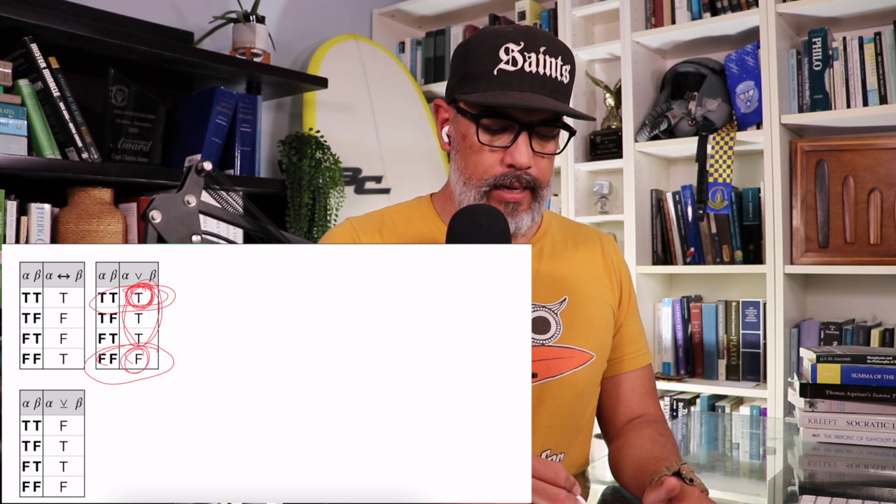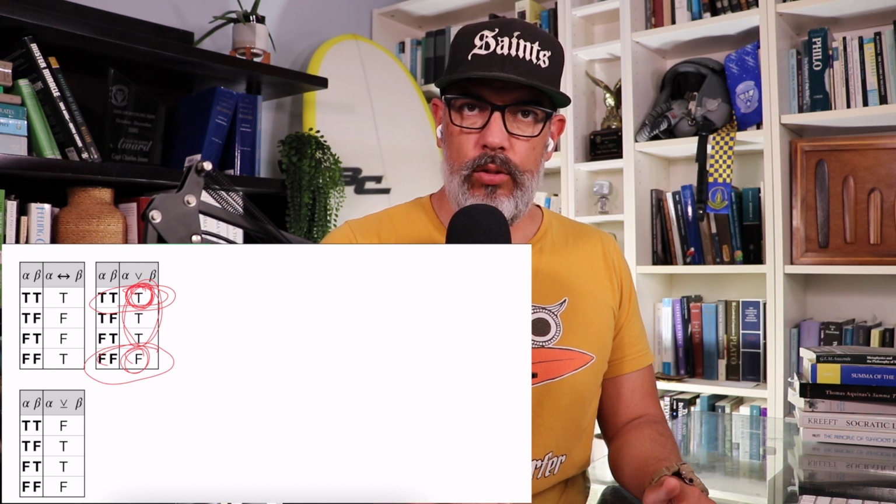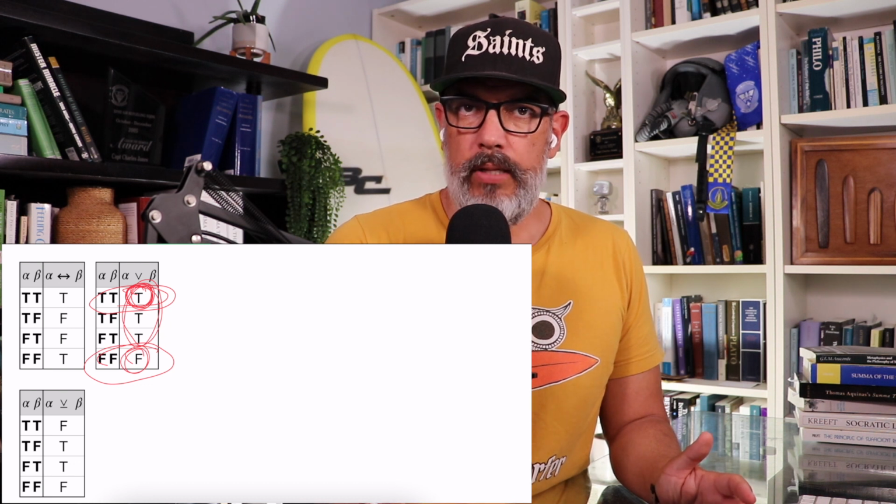Now, why can the double arrow or the exclusive disjunction not give us an odd number of T rows, even if we make it super complex?